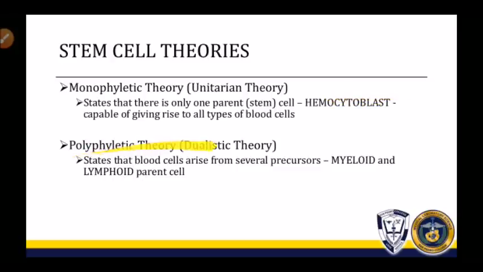However, the polyphyletic theory or the dualistic theory states that blood cells arise from several precursors, which are the myeloid and the lymphoid parent cell. So the polyphyletic theory tells us that each type of blood cell has its own unique stem cell. So for example, si lymphocyte, na daw siya iyahang own unique stem cell, which is the lymphoid stem cell. The widely accepted theory is the monophyletic theory, which states that all blood cells arise from a single hematopoietic stem cell, termed as the hemocytoblast. That ends our discussion for the first part of the hematopoiesis.